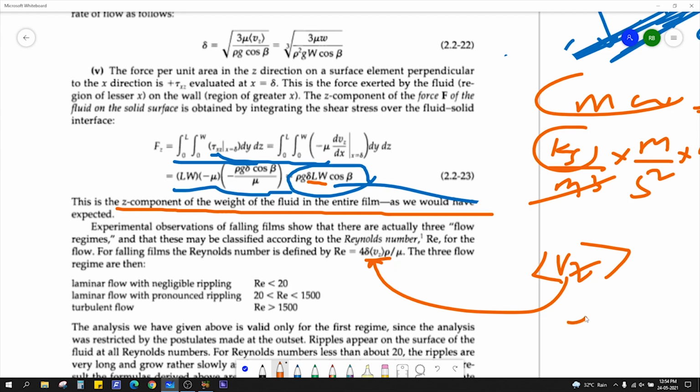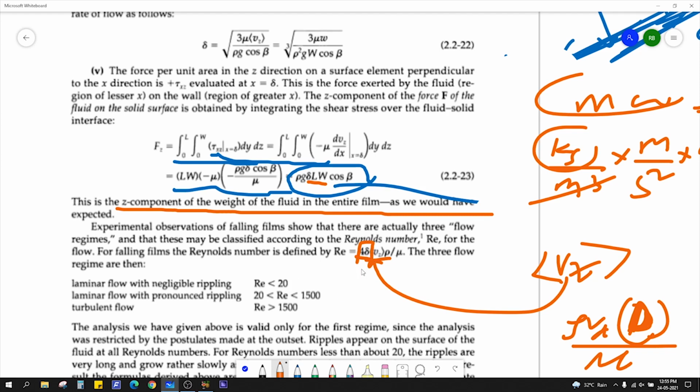Generally it is rho v d by mu, right? Here instead of d, it is taken as 4 delta. I think this is the hydraulic diameter. You can calculate it. Instead of diameter, because this is open channel flow, it is flowing open, exposed to the atmosphere. So there is no diameter here, and you have to take the equivalent diameter. In this case, it is 4 delta, 4 into thickness.